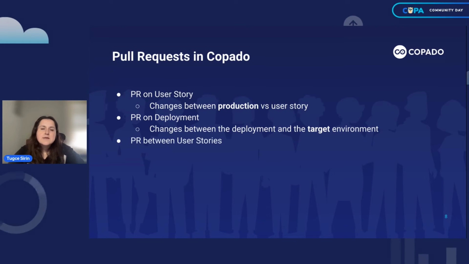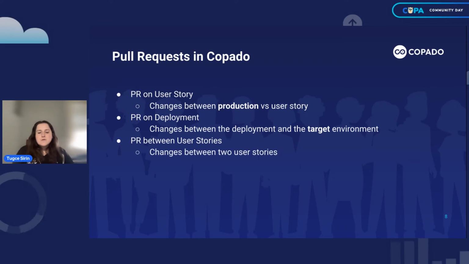A third one is pull requests between user stories. This is not a very well-known feature of Copado, and it is not something that should be in your day-to-day life cycle. However, it's a really nice-to-have tool and something that you should be able to utilize when you need it.